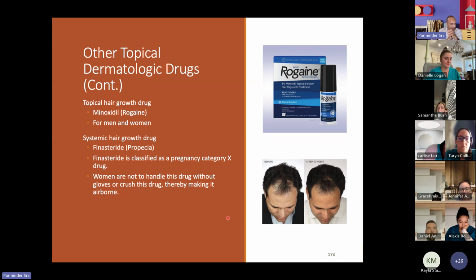For hair growth, Rogaine is the brand name. Generic is minoxidil. It is a vasodilator, okay? It dilates the vessels, increases the blood supply to stimulate hair growth. It can be used in both men and women.